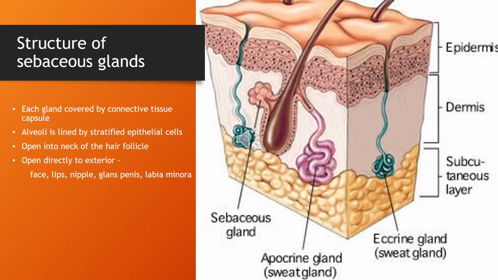These spherical glands are covered by a connective tissue capsule, and the alveolar portion is lined by stratified epithelial cells. They open either at the hair follicles or directly to the skin. That is, they open to the neck of the hair follicle through a duct, and in some areas like face, lips, nipple, etc., they open directly to the exterior.